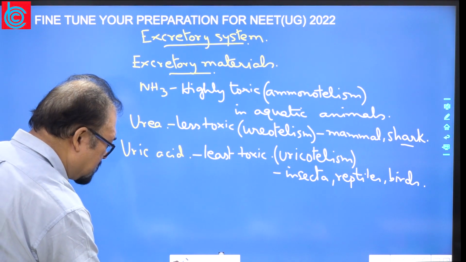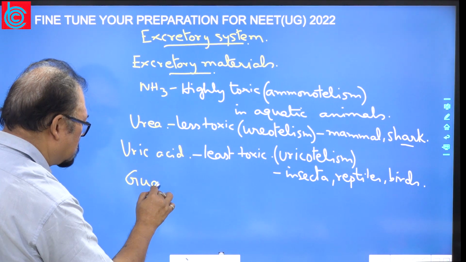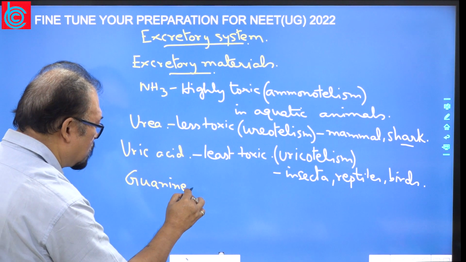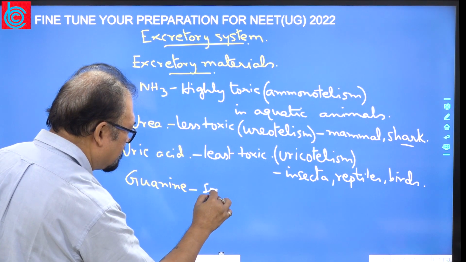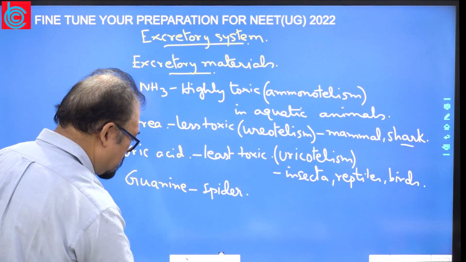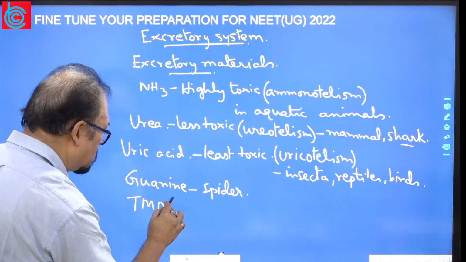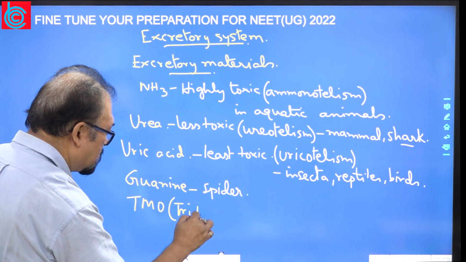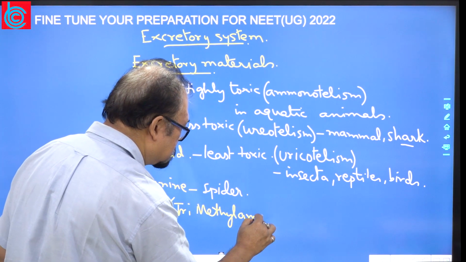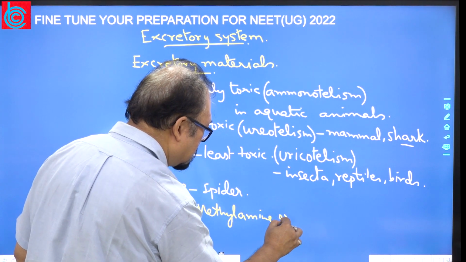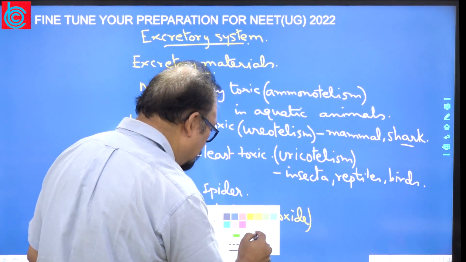Some other types of excretory materials are also there, as for example, guanine. Guanine is excreted in spider. TMO, trimethylamine oxide, in some marine bony fish.